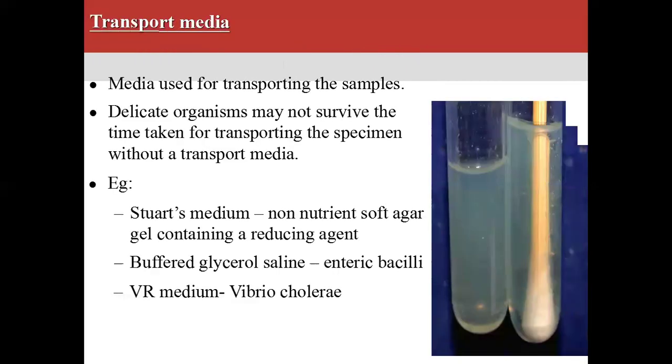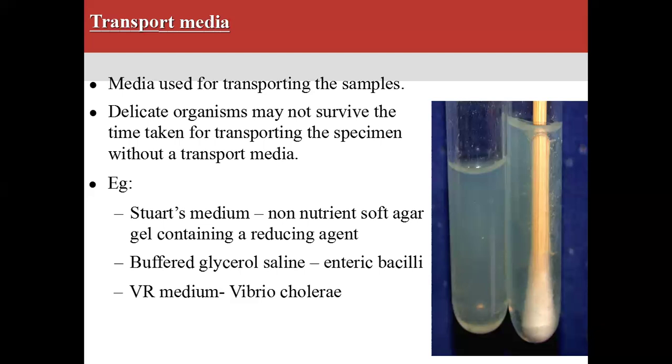So next, transport media. Transport media is used for transporting the samples. Some of the organisms are delicate organisms such as gonococci or other bacteria. These delicate organisms do not survive the time taken for transporting the specimens. In that case, after collection, the sample is placed in the transport media. This transport media does not allow the bacteria to multiply, but it maintains the viability.